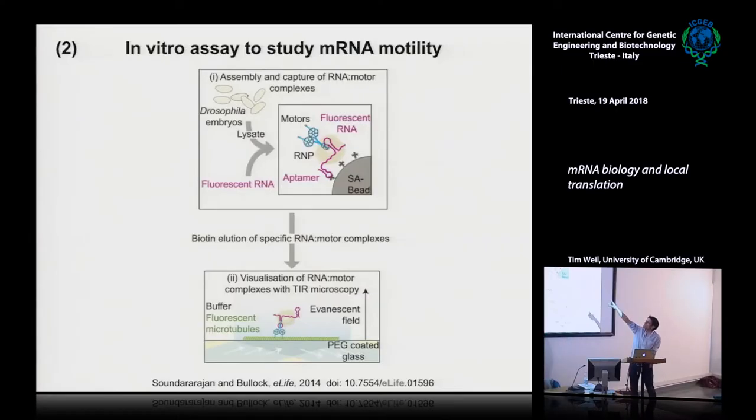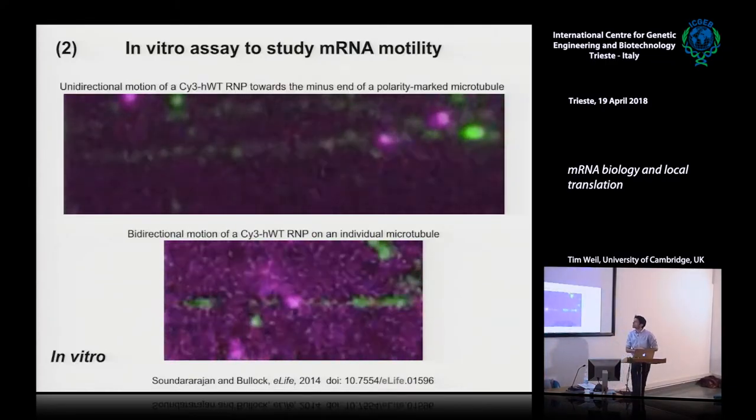They then make a lysate from Drosophila embryos and pour it over. And what they're able to do is get the motors to bind to the RNA, pull out the RNA and the motor complex together, and then put this complex onto a slide where they've grown microtubules. This enables a technique called TIRF, total internal reflection fluorescent microscopy, which gives you extremely high temporal and spatial resolution. You can see some examples here.